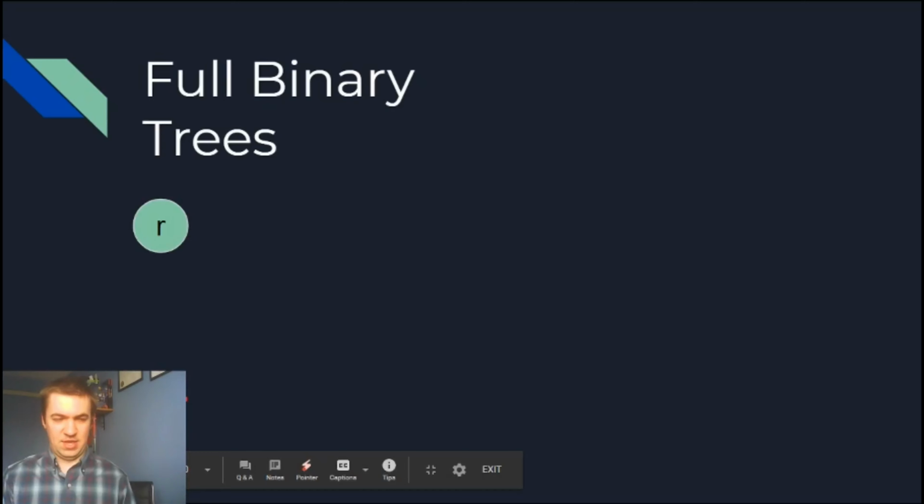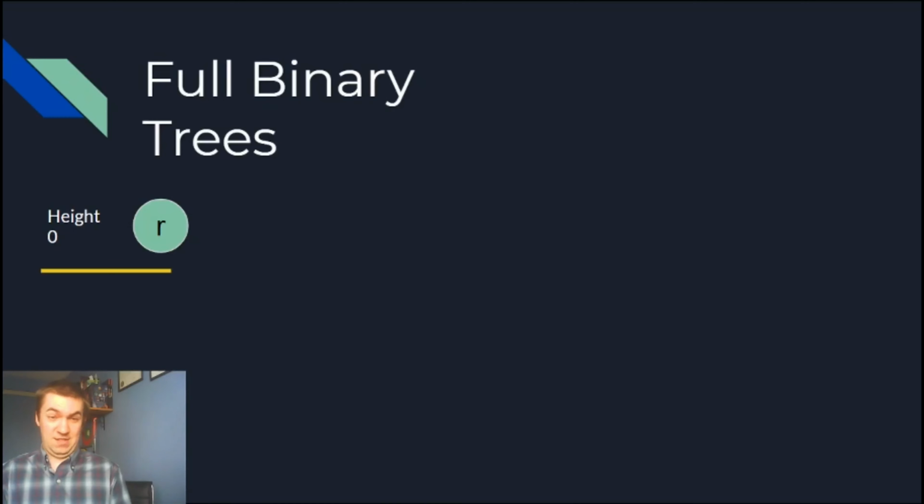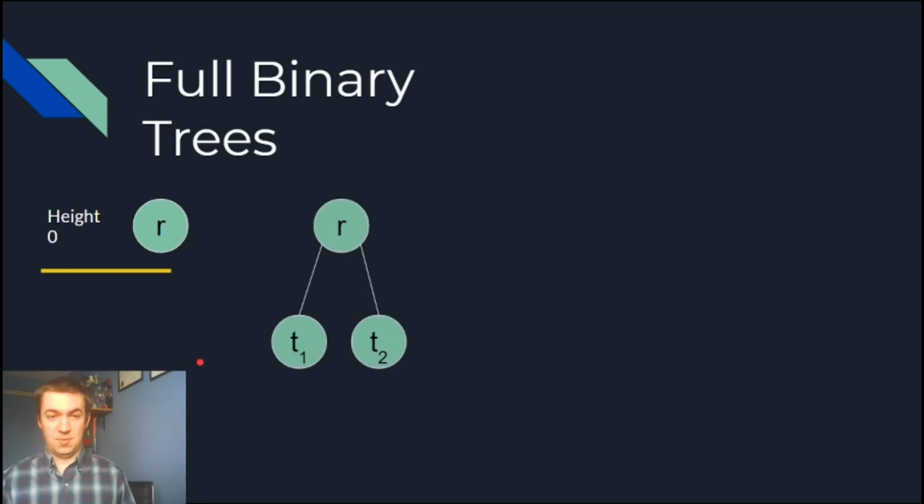So here's our really simple base case, node R. It has a height of 0. So height is going to be defined here as the distance between the root and the lowest leaf. Since the root and the leaf here are the same, there's no distance there. Let's suppose our next simplest example. We have a root node with 2 trees on either side, and those trees are each just a single node. So the distance between the root node and the leaf here is just 1. There's only one step to go through.